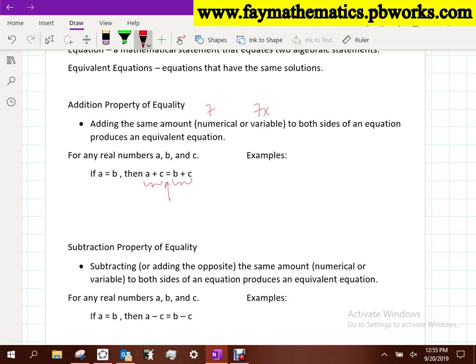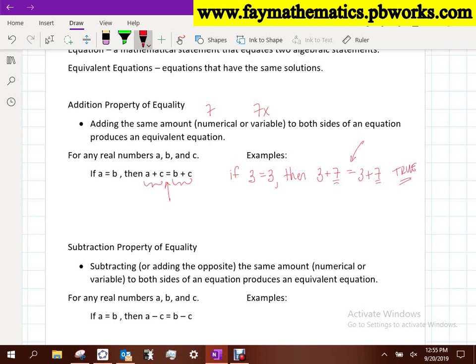Okay? So an example is just a very simple, basic example here. It says if 3 equals 3, then give me a number. 7. So 3, add 7 to both sides. Do I still get a true statement here?